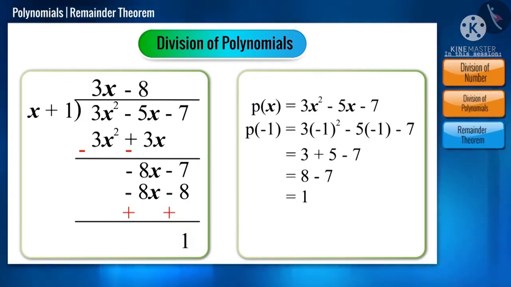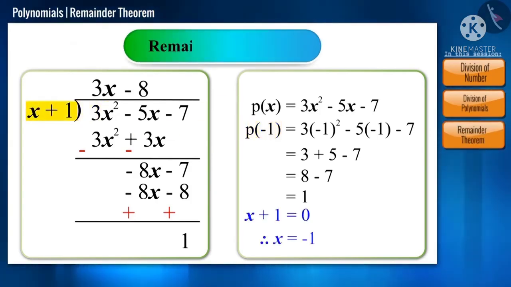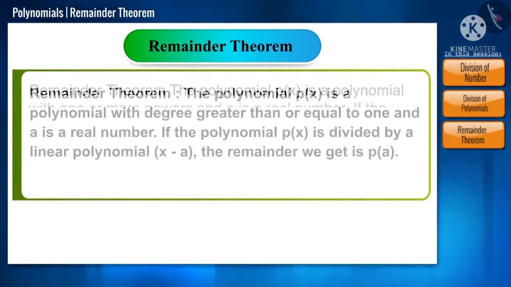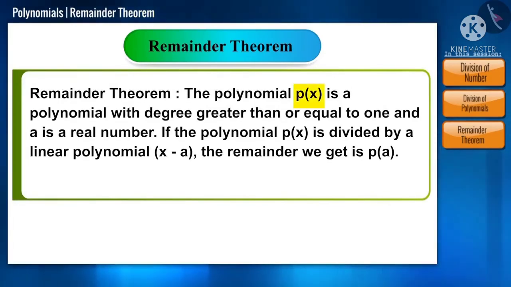And where did we get this minus 1 that we substituted in the polynomial? We got that from the divisor. And this is the remainder theorem. So friends, let's assume p of x is a polynomial with degree greater than or equal to 1 and a is a real number. If the polynomial p of x is divided by a linear polynomial x minus a, the remainder we get is p of a.